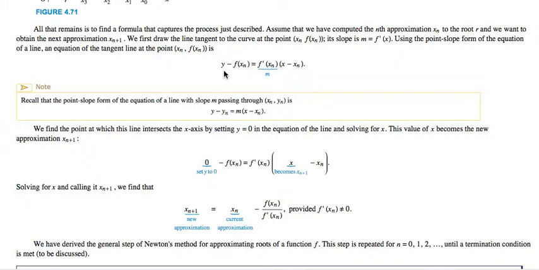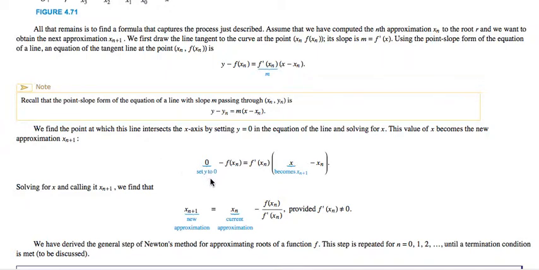We have y minus the y coordinate equals the slope times x minus the x coordinate. And that comes from point slope form. We find the point at which this line intersects the x-axis by setting y equal to 0 in the equation of the line and solving for x. This value of x becomes the new approximation, x sub n plus 1.